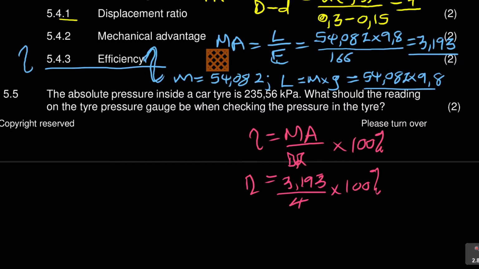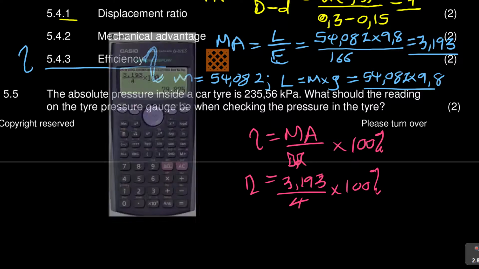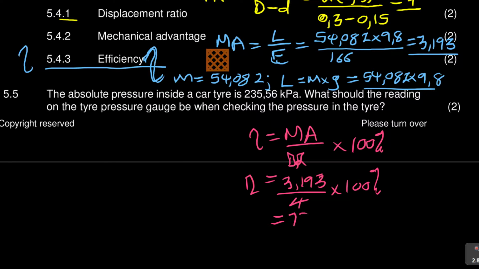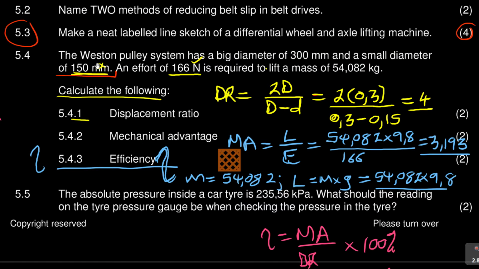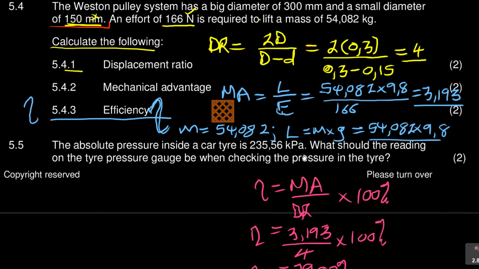Obviously, if I apply my calculator here, the efficiency is 3,193 over 4, multiplied by 100%. The efficiency is not above 100 in this case: 79.83. Can't have it above 100. 79.83 in 2 decimal places. That's the efficiency of this particular Western pulley system, which is good, not bad. Now we are done there.